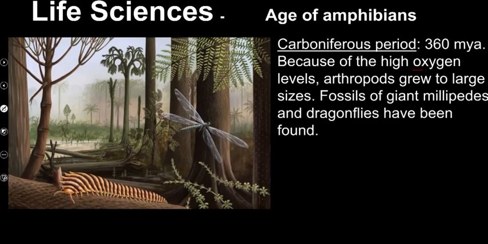Also during the Carboniferous period, because the oxygen levels were so high, your arthropods grew to huge sizes. You can see all the lush tropical forests, but that's a dragonfly. And its wingspan was 1 meter across.